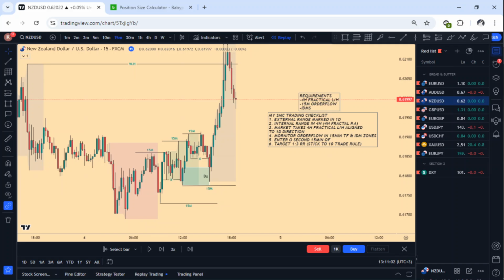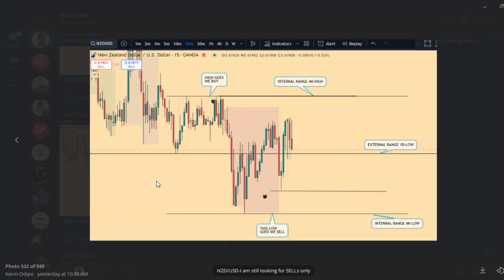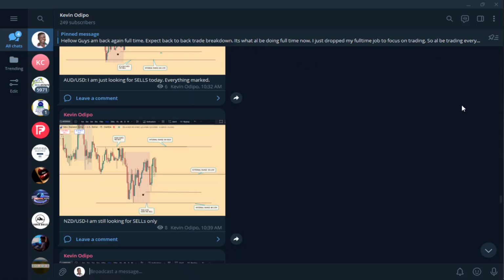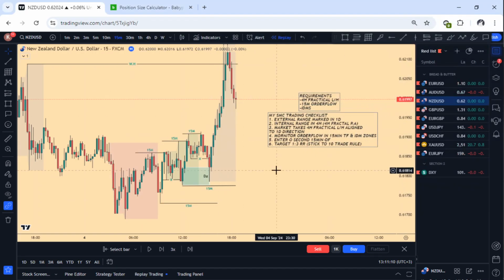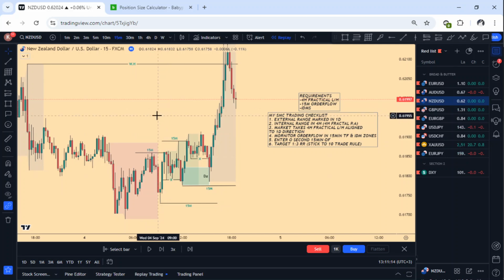This trade was shared yesterday in the Telegram group, link is in the description. This is the trade, so we are going to see how it played out. Let's begin by clearing out everything, and then I start explaining how we got into this trade.